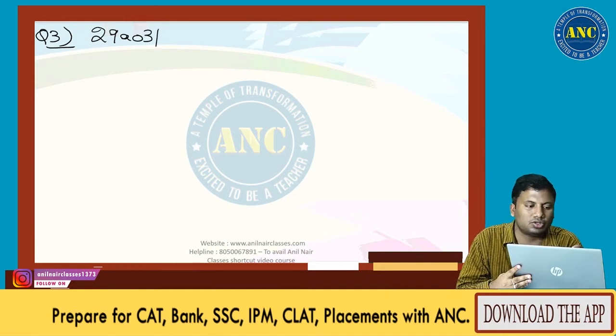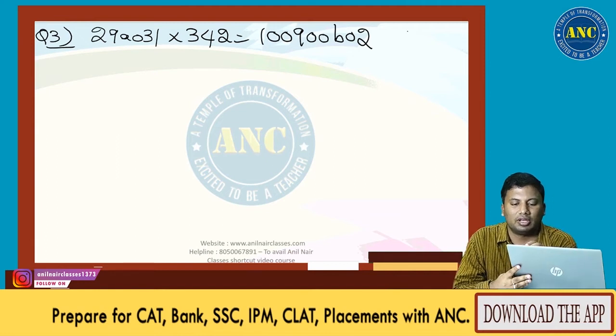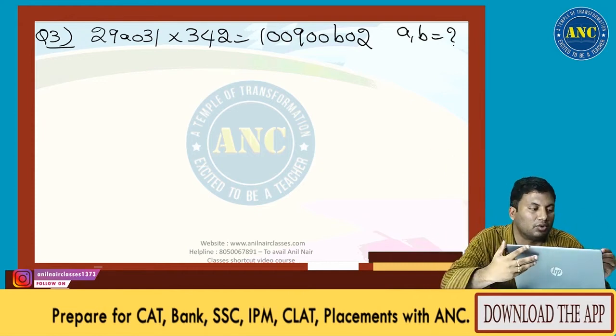29A031 into 342 equivalent to 100,900B02. Find the value of A and B. A classic question based on the divisibility rule.